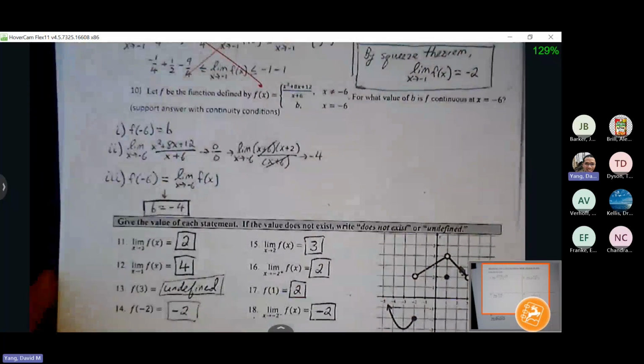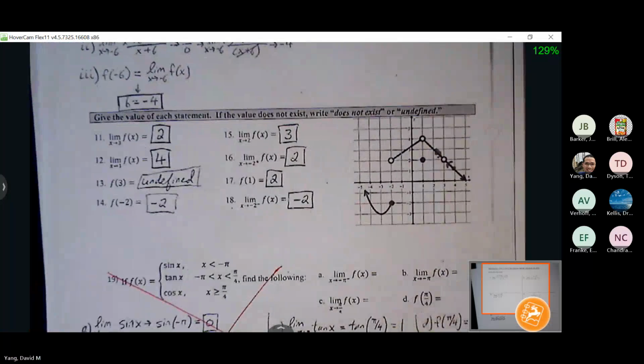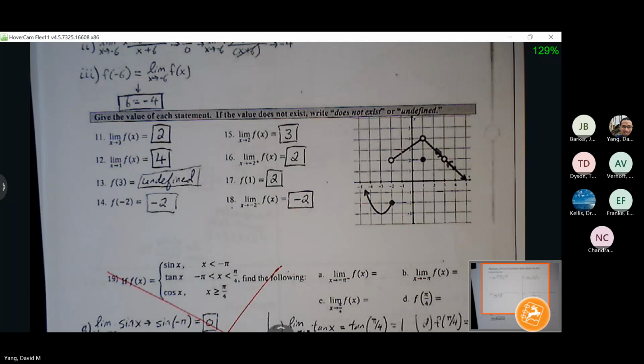Okay. 11 through 18. If you have any questions about these. When it's approaching, can it be 2? Since it's not coming from like the left or the right.